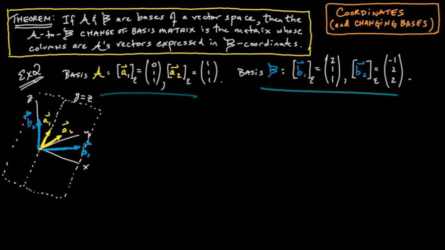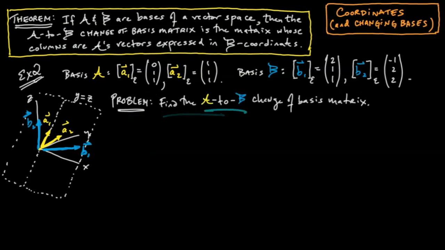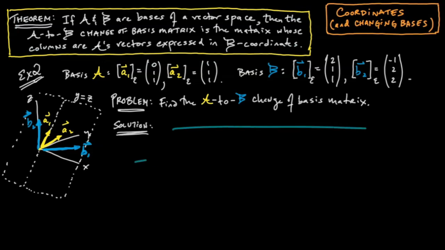Anyway, now that we have these two bases, I will propose the expected problem. Find the A to B change of basis matrix. And of course, once we have that, all right, so how do we solve it? As usual, all we really need to do is keep our wits about us, bear in mind the one relevant theorem about change of basis matrices, take care in what we write down so that we can keep track of where we are in our own thought process, and then just follow our noses to the solution. If we understand everything up to this point, we'll have no problem coming up with a solution.